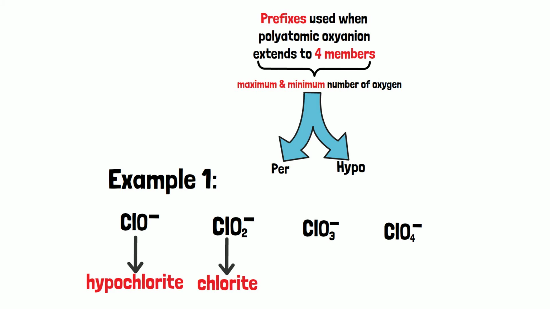Can you make a guess what the names of ClO3- and ClO4- will be? Remember, we said ATE is used to indicate ions with more oxygen atoms. ClO3- is called chlorate, and ClO4- is called perchlorate. Again, notice the difference in the number of oxygen, thus the usage of the prefix per to indicate that.